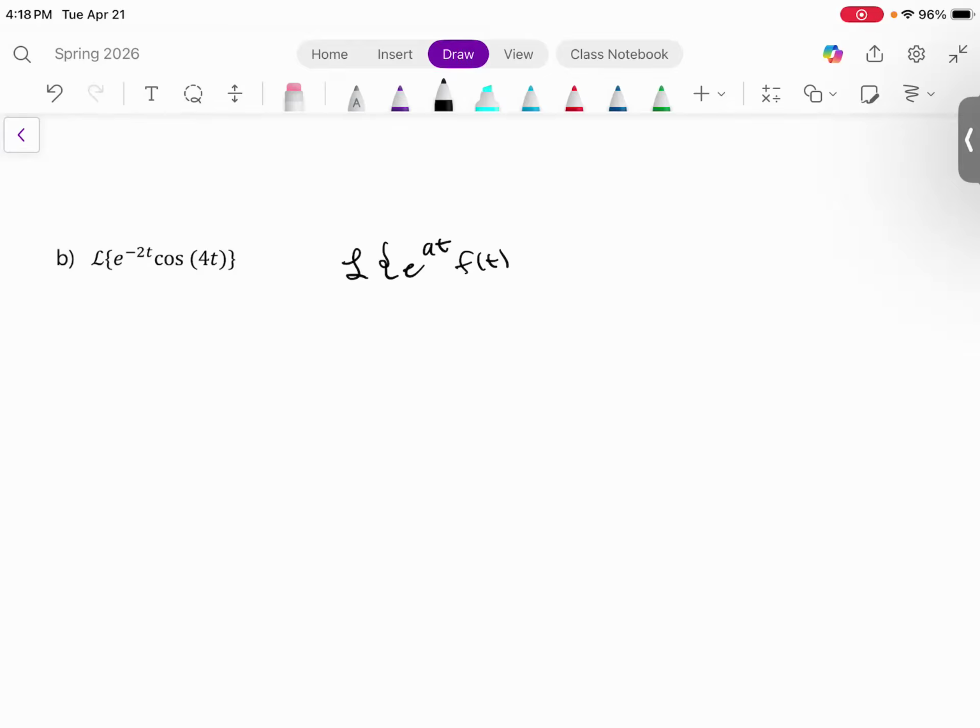is just a Laplace of the function f of t that we know already, and we are shifting s a units. So let's go ahead and try this out. We see that a equals -2, so we're going to be shifting left 2 units. And we see that cosine of 4t is our function that we are going to Laplace, that we know how to already.